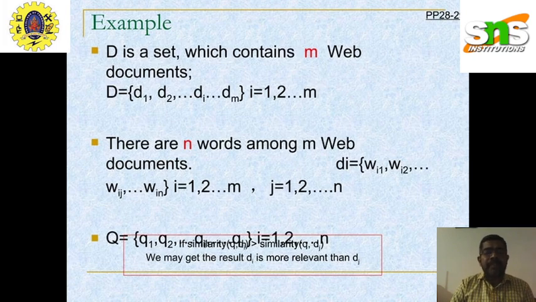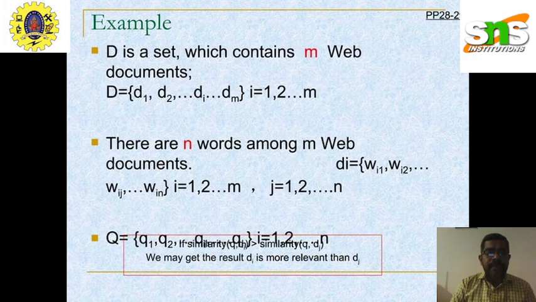So in case there are n words among m web documents, we are searching for a word in the web documents. The formula is: the set D_i varies from w_i1, w_i2, w_i3, up to w_in, where i varies from 1 up to m, and j varies from 1, 2, 3 up to n.